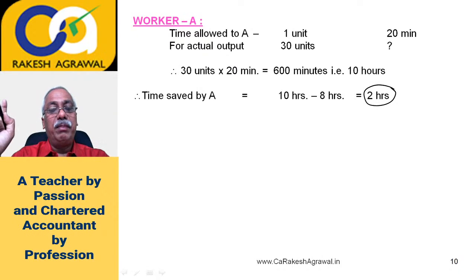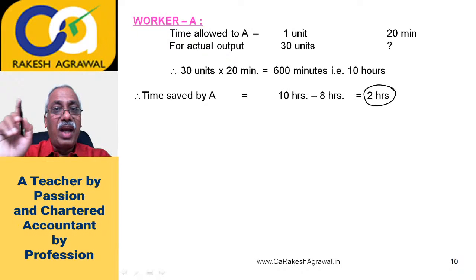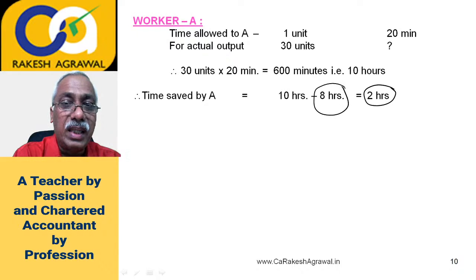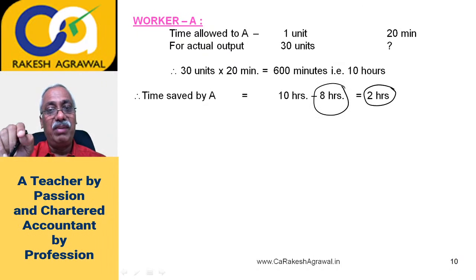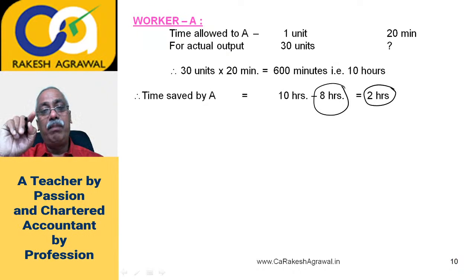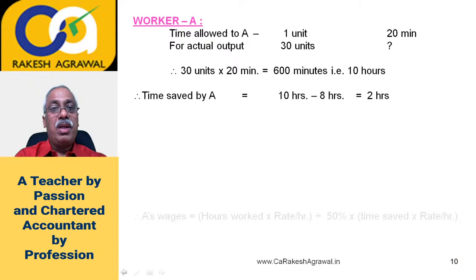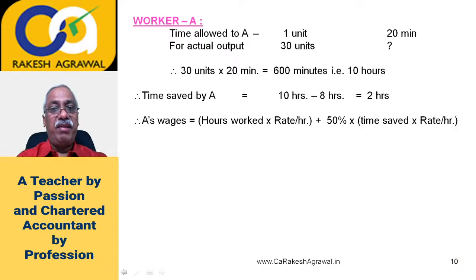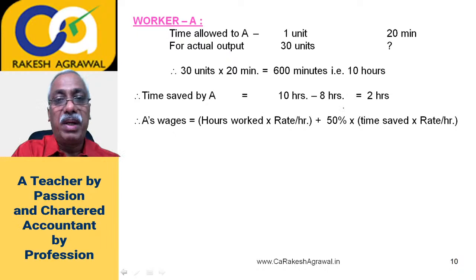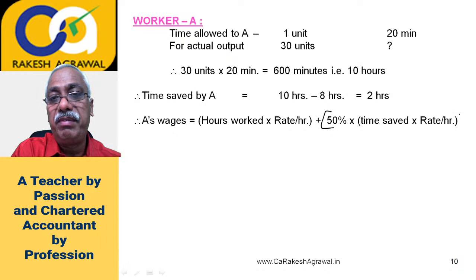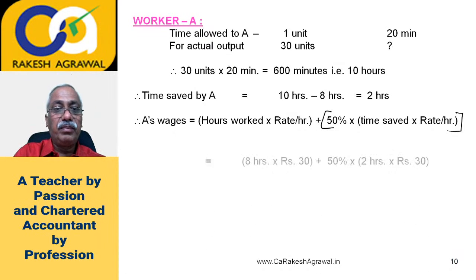Actually all workers will get basic wages, but basic wages are always paid for actual time. Don't forget that, using the time rate system. Actual time worked by the worker is 8 hours. So he will get wages for 8 hours, that is basic wages or guaranteed wages, and he will get 50% bonus for 2 hours saved. Therefore A's wages will be, I have repeated the formula, hours worked into rate per hour plus bonus, which is 50% of time saved into rate per hour.